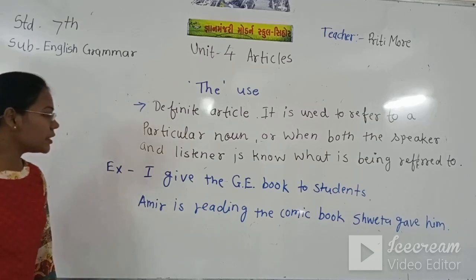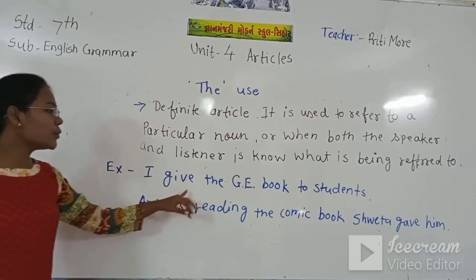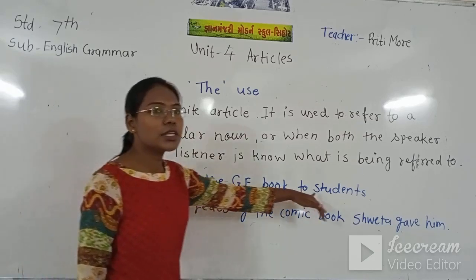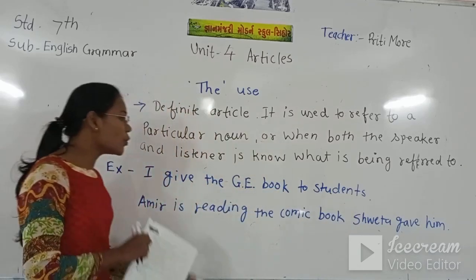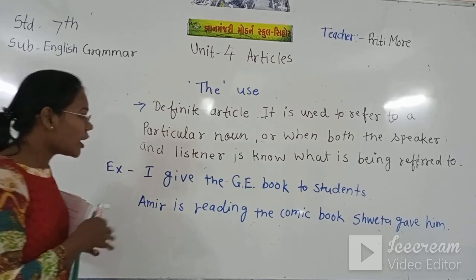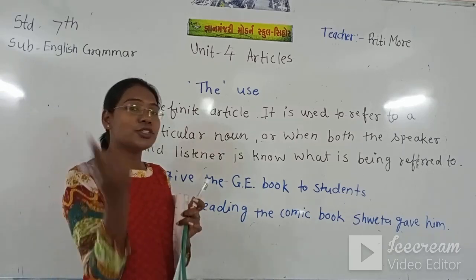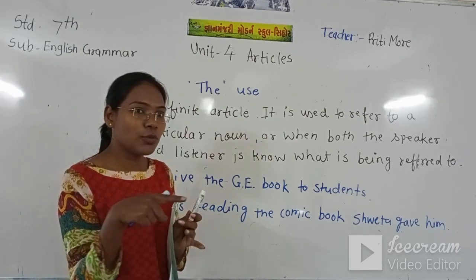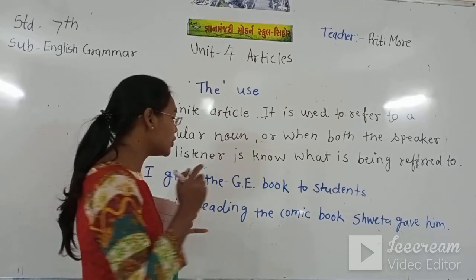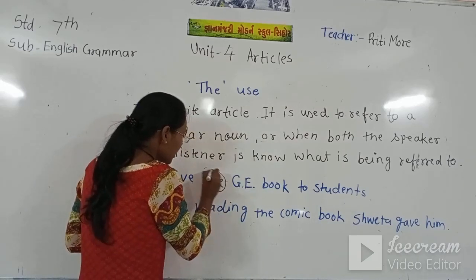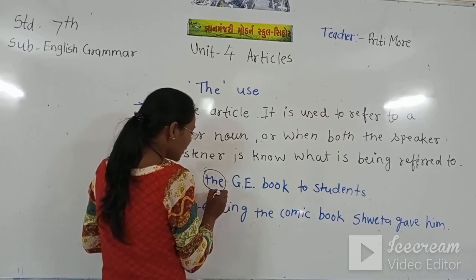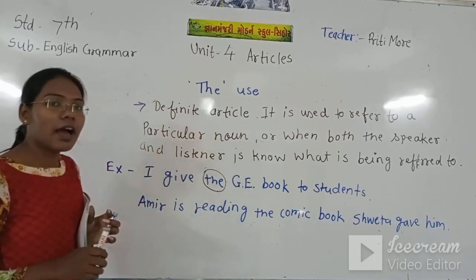Now here is the example I have written: I give the GE book to the student. So this GE book, I know this is the GE book, you also know this is the GE book. We both are familiar with the GE book. That's why we have used the article the here.